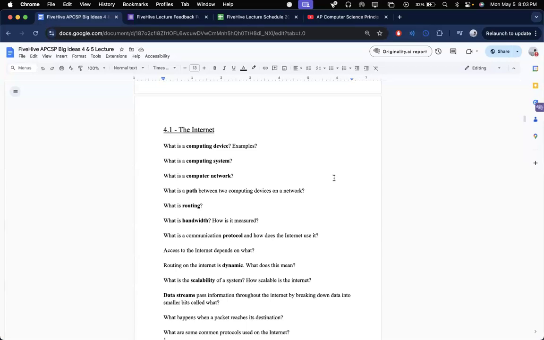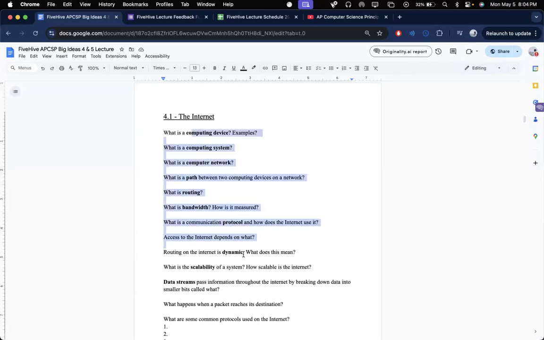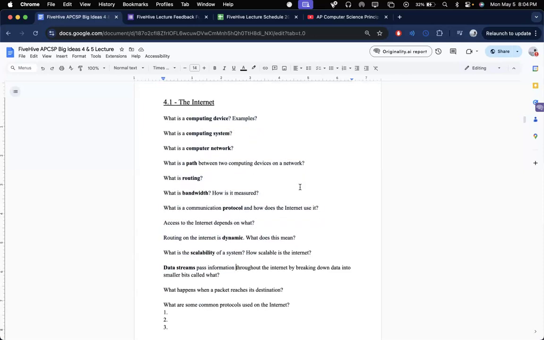So 4.1 is called the internet, and the very first thing is a computing device. As you can see, there's a lot of vocab that you have to know here. So just getting through some of this vocabulary is going to be good before we can go on to some questions.